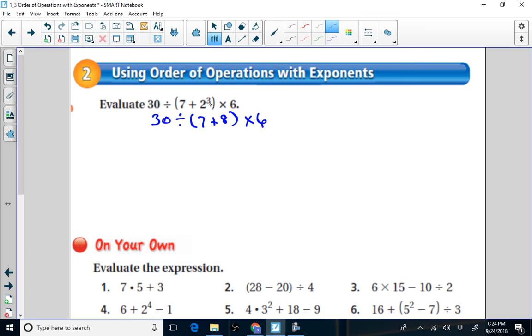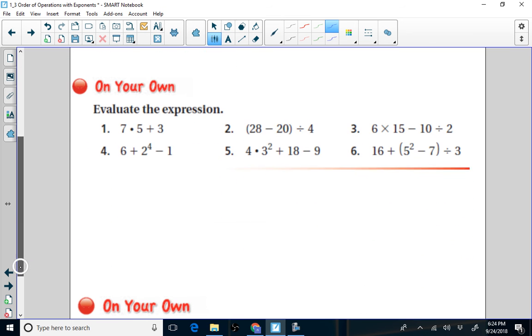I just do one step at a time. I just want to do that exponent step. Now I do the parentheses. So this is 30 divided by 7 plus 8 is 15 times 6. Multiplication and division I do from left to right. So 30 divided by 15 is 2 times 6. We get 12. And notice that we do these problems line at a time. Circle or box your answers.